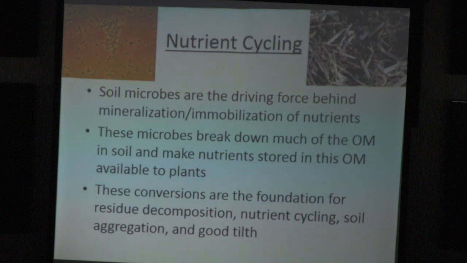So microbes are the driving force of why this happens. It just doesn't degrade on its own. It's not magic. There's very much a purpose to this. This is life happening. They break down much of the organic matter in the soil and make nutrients stored in this organic matter available to plants. And these conversions are the foundation for our residue decomposition, nutrient cycling, and soil aggregation and good tilth. So not only are they breaking down these nutrients to go to the plant next year, but they're also creating your soil structure, so it's easier for you to get out there and plant again. And they continue to do this.